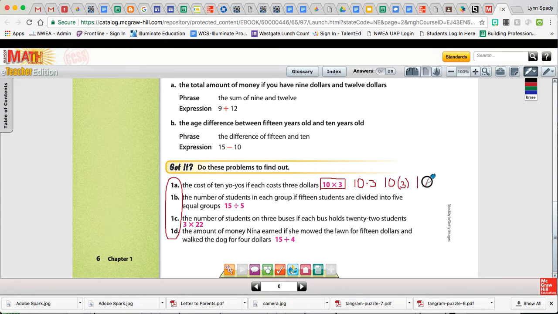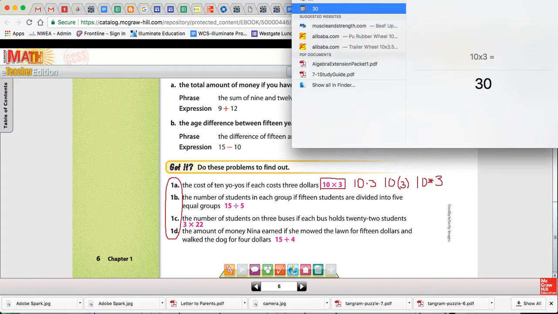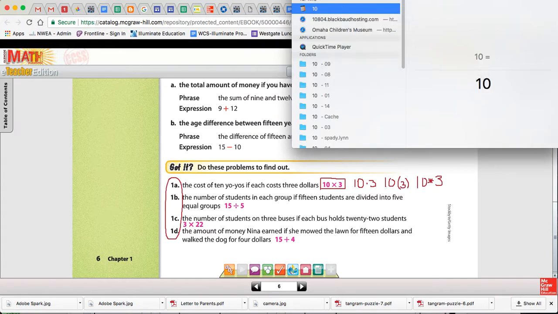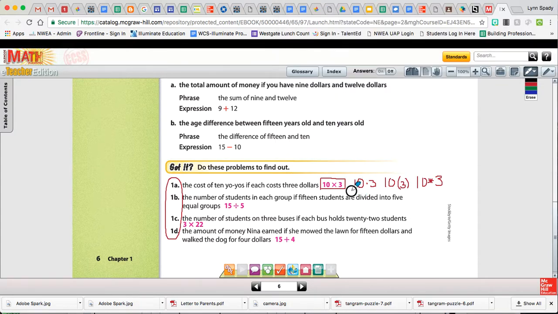Another one that I want you to write down is 10*3. On a computer, when you're doing computer programming or working on a computer, the asterisk is Shift 8 on the keyboard, and 10*3 also means multiplication. If I come up here to my calculator and type in 10 times 3, the calculator does calculate 10 times 3, but if I use 10*3, it also knows that 10 times 3 is 30. So make sure you have all 4 of those written down for 1A.